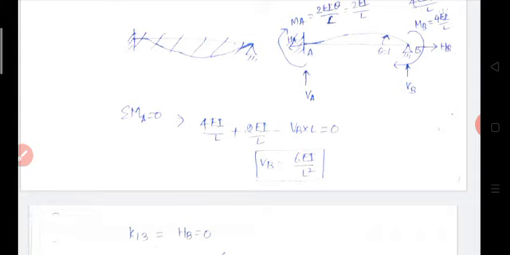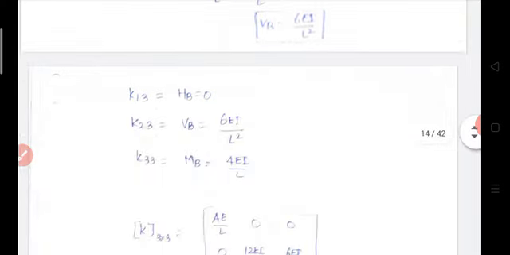Therefore, the third column of the stiffness matrix, K13. K13 means force developed in the direction 1 due to unit displacement in the direction 3. So, what is the force developed? Force developed in the direction 1 is the HB force, which is equal to 0. Then K23 is the force developed in the direction 2 due to unit rotation in the direction 3.